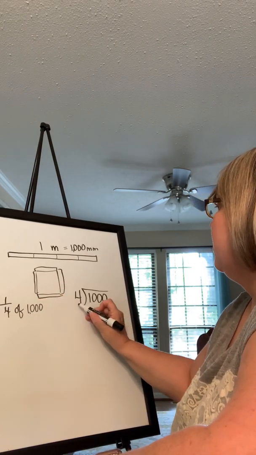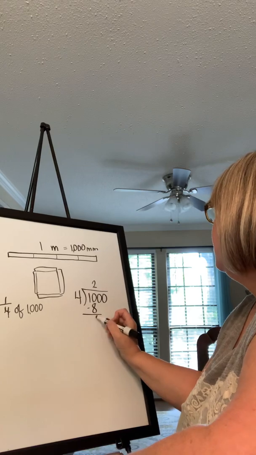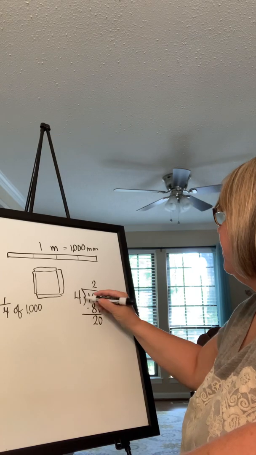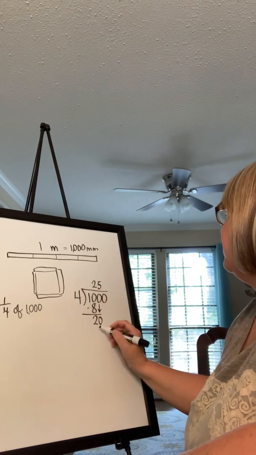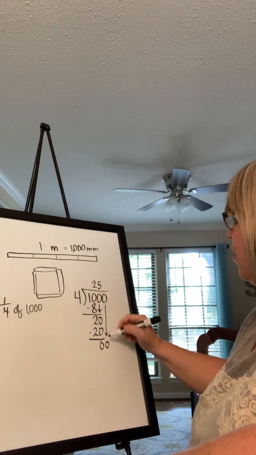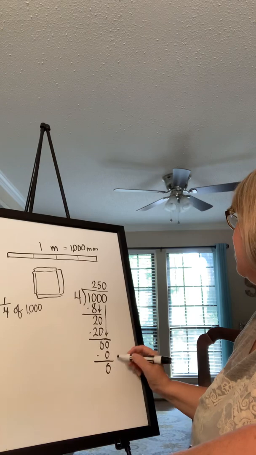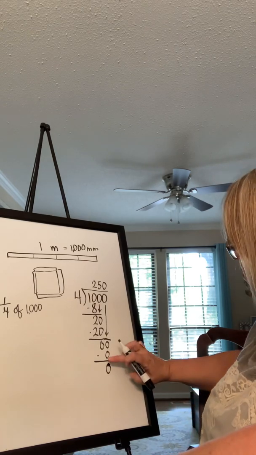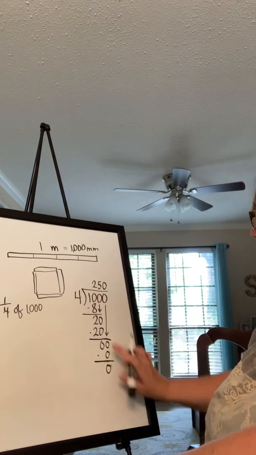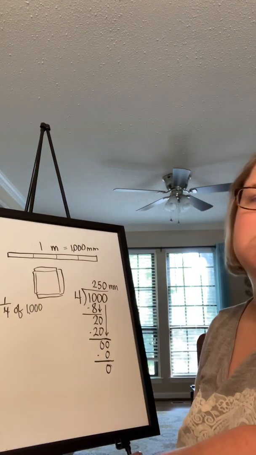So 4 will not go into 1, it will go into 10. It'll fit 2 times. 2 times 4 is 8. Subtract, 2. 2 is less than 4. Bring down the 0. 4 fits into 20 5 times. 5 times 4 is 20. Subtract. Bring down the 0. 4 will go into 0 zero times. 0 times 4 is 0. Subtract. So we have nothing left over, nothing left to bring down. So each of these is 250 millimeters.